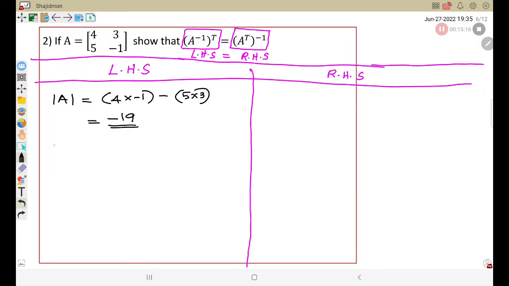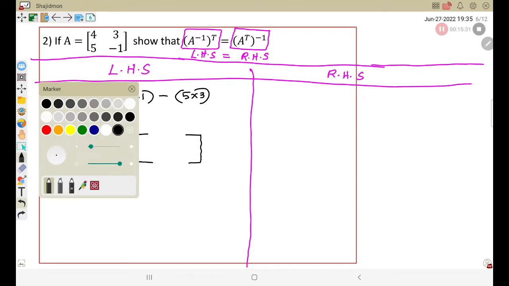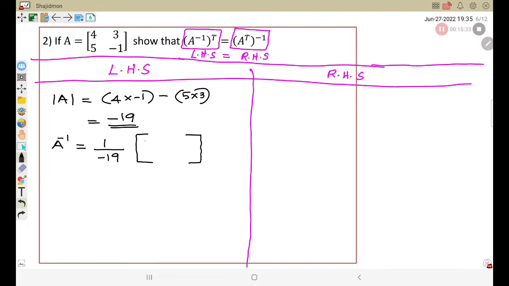Okay, now write what is A inverse. A inverse matrix equals 1 divided by the determinant of A, which is minus 19, multiply the matrix with main diagonal numbers interchanged and off diagonal numbers put with opposite sign, correct? So the main diagonal numbers we are interchanging: minus 1 writing here, 4 writing here. Off diagonal number 3 becomes minus 3, 5 becomes minus 5.